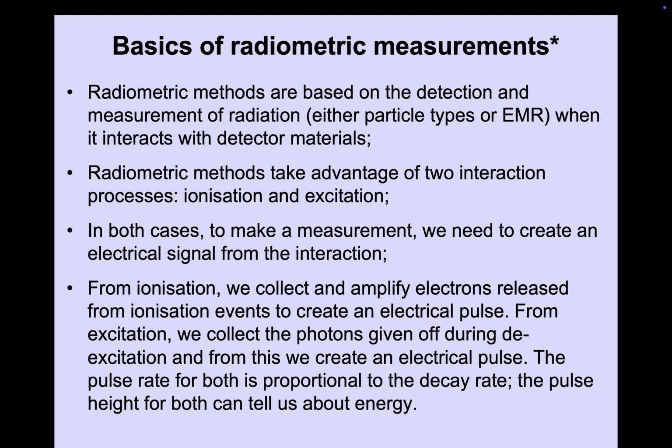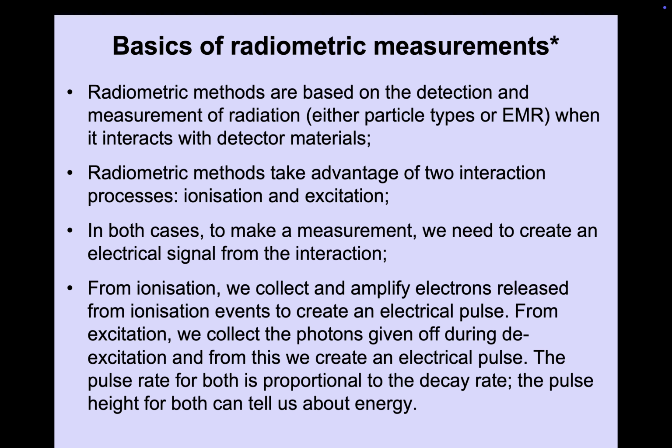So we're going to start with some basic information on radiometric measurements. And what you're going to see is that radiometric measurements are methods based upon the detection or measurement of radiation that comes from the decay of an unstable nuclide. Generally we're either detecting the particle types emitted from that radioactive decay, i.e. the alpha or the beta, or alternatively we will be detecting EMR, electromagnetic radiation.